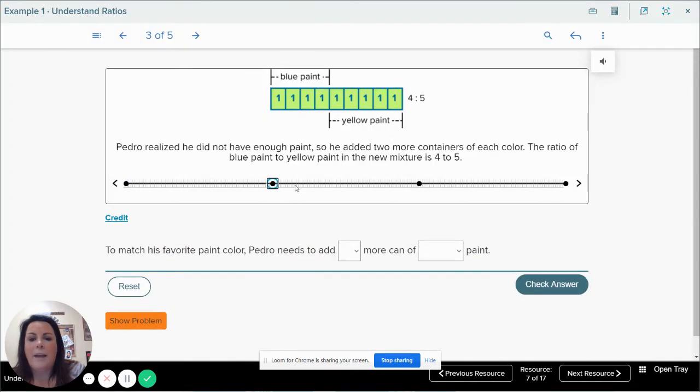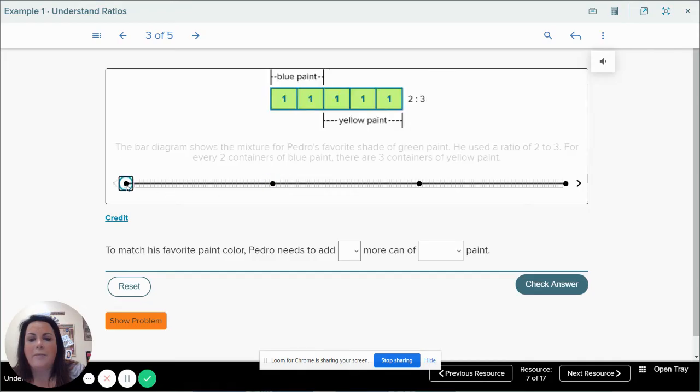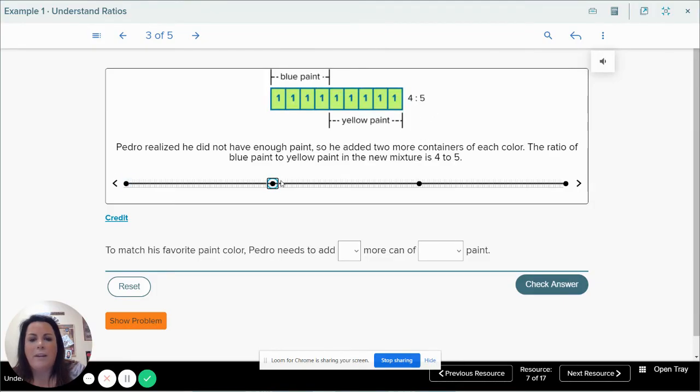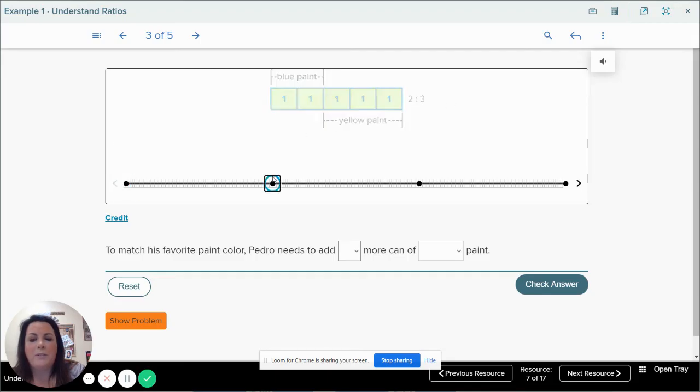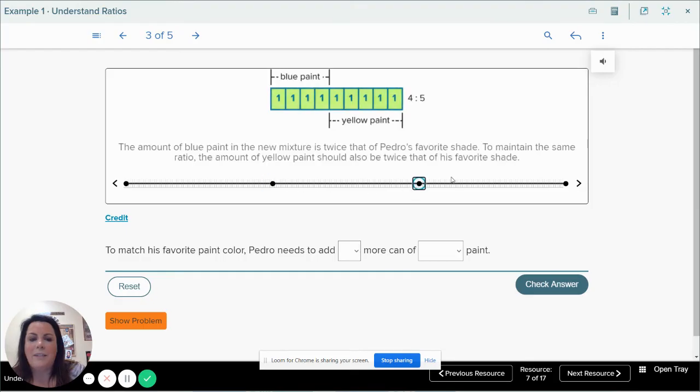So when we add, right? So here we go. 2 to 3 is the first ratio, right? 4 to 5, is that the same? Well, we doubled the amount of blue paint, but did we double the amount of yellow paint as well? Now remember, 2 to 3. 2 times 2 is 4. 3 times 2, is that 5? No, that's 6. That would not be equal.